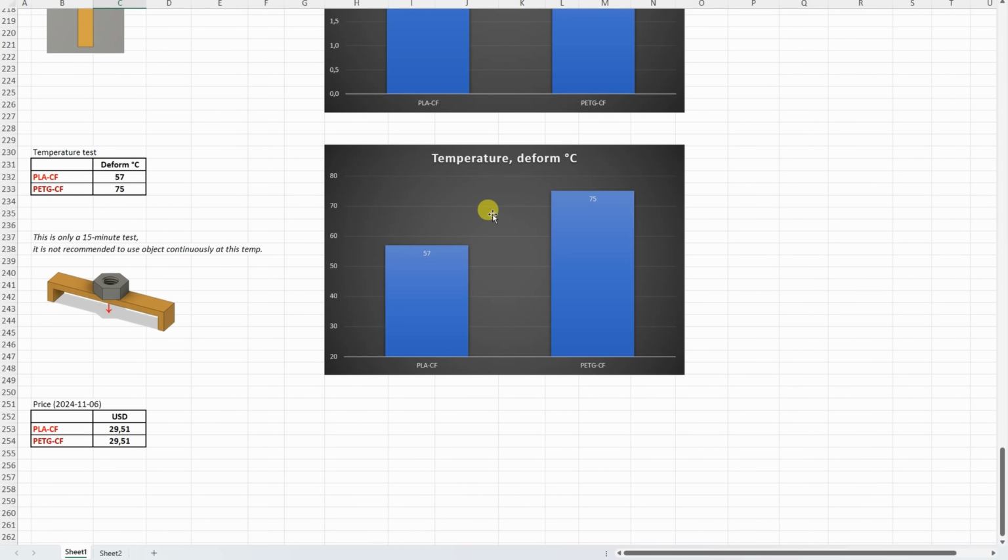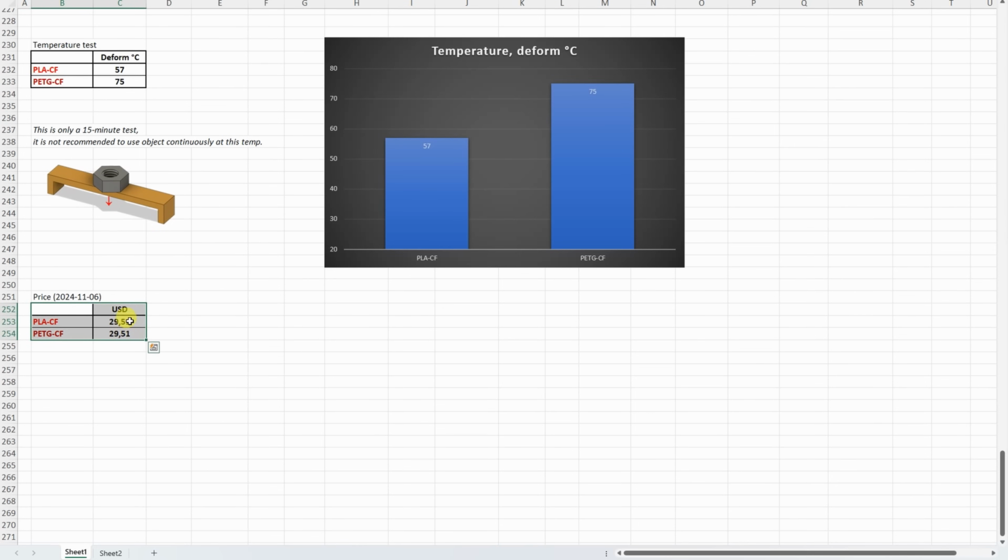And on a temperature test, I think this is the most important property of this PETG because it is more temperature resistant compared to the PLA. But what is interesting to notice that the difference is not much bigger compared to the regular PLA or PETG. So this means that those fibers may be smaller or something like that. So anyway, also there is the price, and of course it can vary depending on the country, but the point is that they are equal.